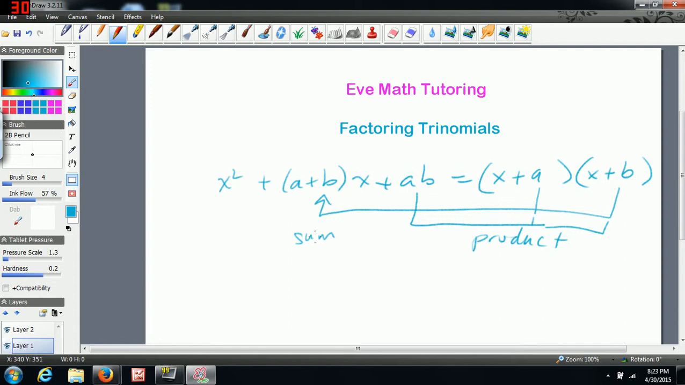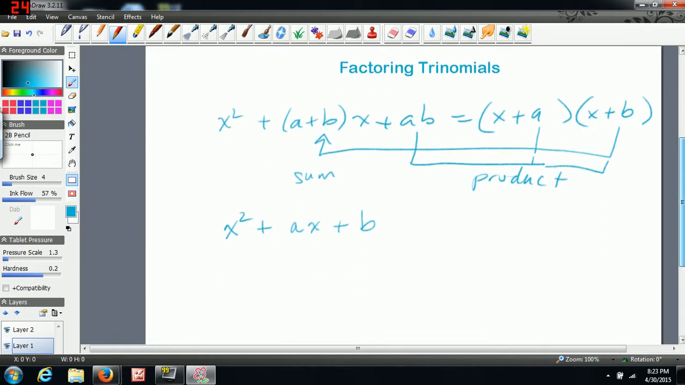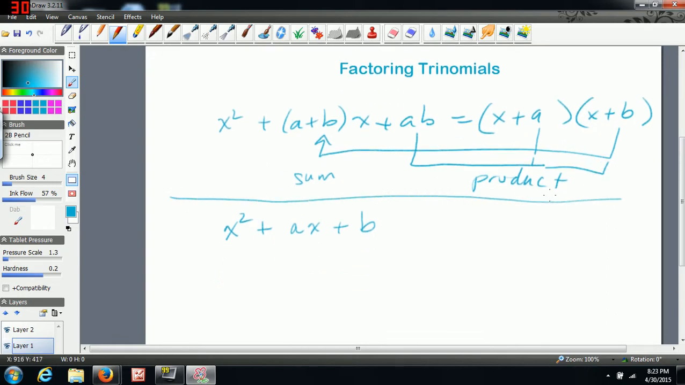Or another way, we could just think of two numbers that add to the middle term. I usually remember it this way: x squared plus something x plus b, say. When I want to factor a trinomial, I think of two numbers that add to the number in front of the middle term, and multiply to the last term.